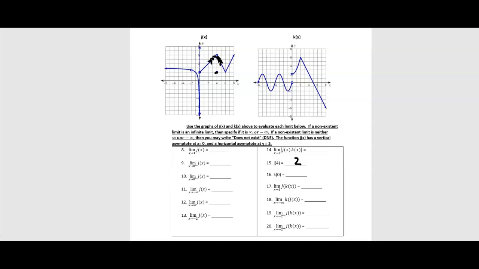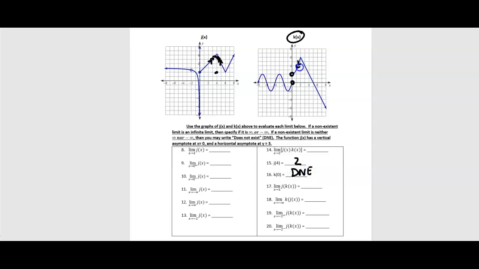Okay, so let's go ahead and take a look at number 16 here. We want to know what is k of 0. In other words, what's the y value when x equals 0 on the k function? Well, there's only 2 dots on this graph where x could equal 0. But the problem is they're both open dots. So there is no answer for that. There is no y value for that point.